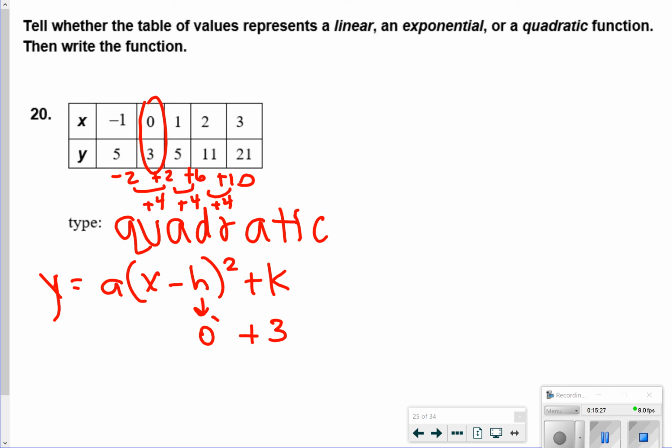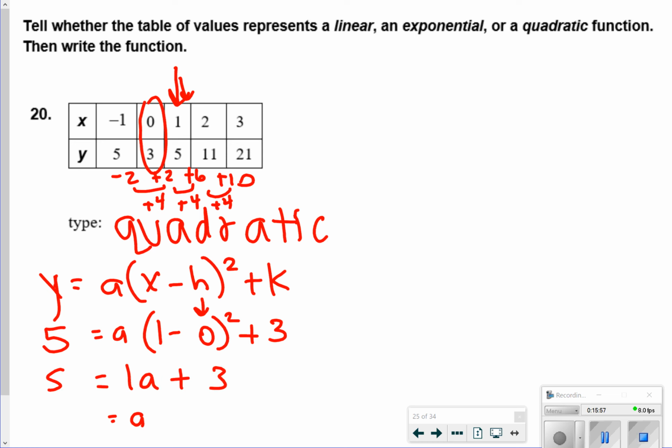That's my vertex. And then I'm going to pick a point. I'm going to pick 1, 5. So I'm going to pick this point. So x is 1, just so I can deal with more positive numbers and still low enough numbers. And I'll say my y is 5. So I just chose, again, this point right here. And then go ahead and solve. 1 minus 0 is 1, squared. 1 squared times a, plus 3. So I have 1a plus 3 is equal to 5. So a is equal to 2, because I subtracted 3 from both sides. So then I would just plug that in and write my equation. y is equal to 2x squared. I don't have an h because h is 0, and then I just add my k at the end to be plus 3.